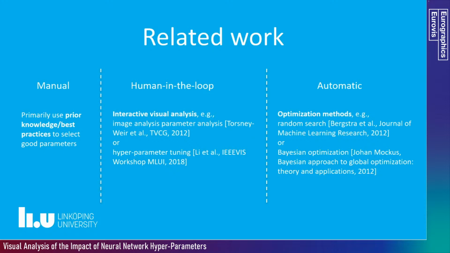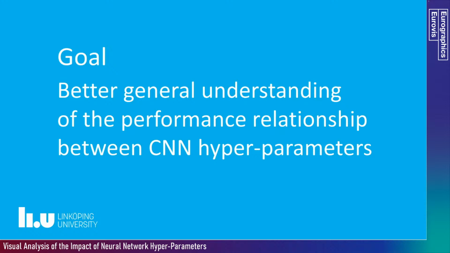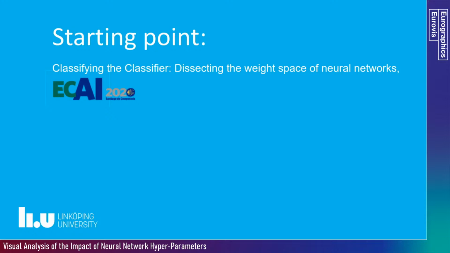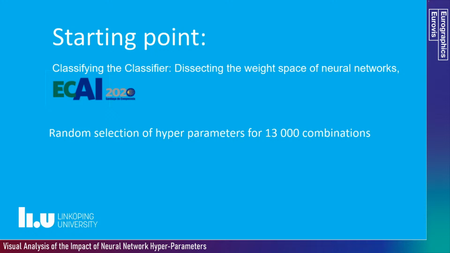So, the goal in our work is not to find the best set of parameters for a specific model, but instead get a general understanding of the performance relationship between neural networks and hyperparameters. Because training the models for all parameter combinations are compute intensive, we use as a starting point the work from classifying the classifier, dissecting the weight space of neural networks, accepted to ECAI 2020. In the supplementary material, we find 13,000 models trained with randomly selected hyperparameters.